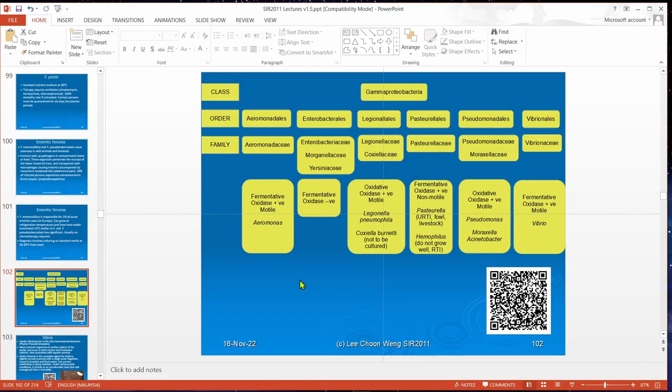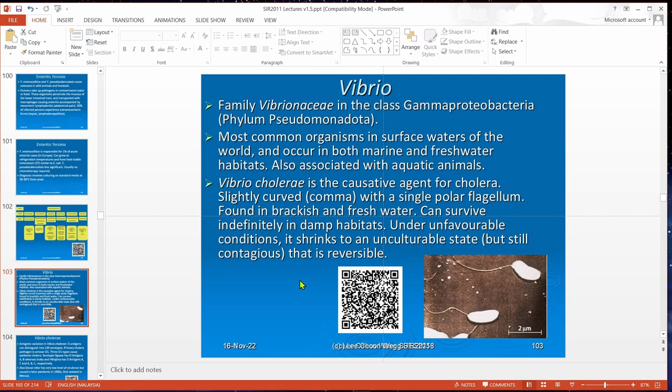From today's lecture onwards, we'll be covering other bacterial families in Gammaproteobacteria. Those bacteria under this class, most of them can be cultured, okay? So Vibrio cholerae is aquatic. Aquatic bacteria. So it is a very common organism in the surface waters of the world. Vibrio cholerae is mostly fresh water and brackish water.